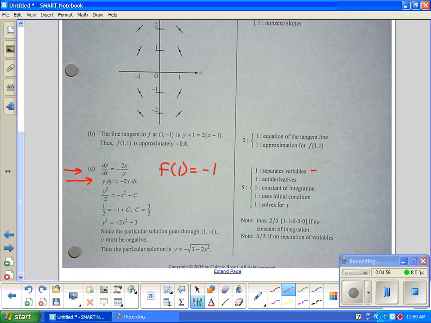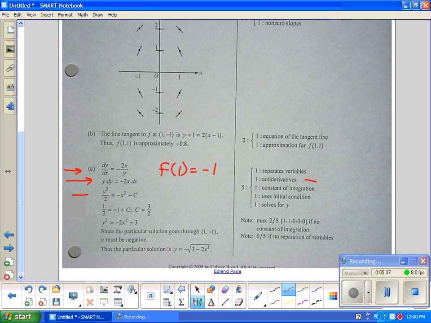If you did this separation, give yourself a point. Right here: y dy equals negative 2x dx. All right? That should be on your paper. If you got that, give yourself a point. If you have y squared over 2 and negative x squared, that's the antiderivative, give yourself a point. All right, there's plus c. You have plus c. Give yourself a point. Now, you need both of these for the antiderivative. You need c, okay? So here we are.